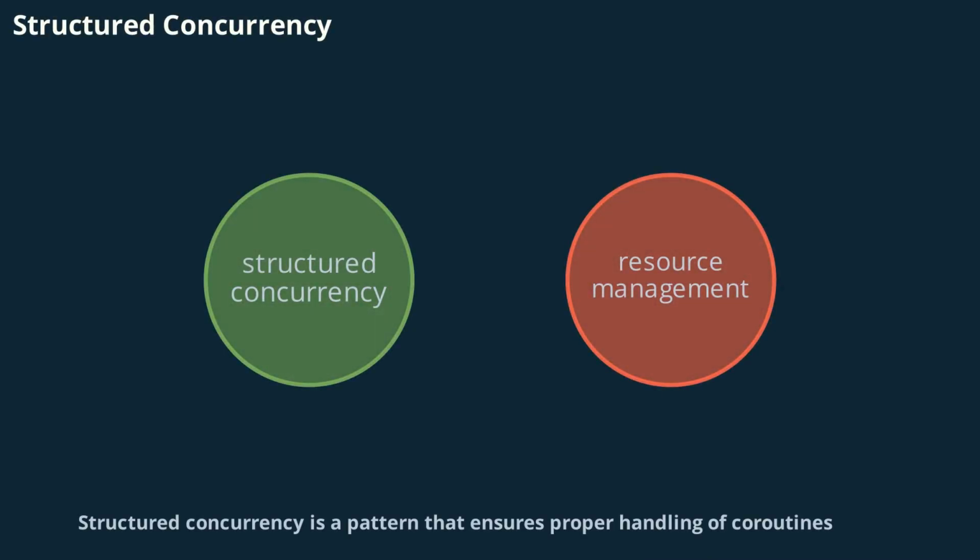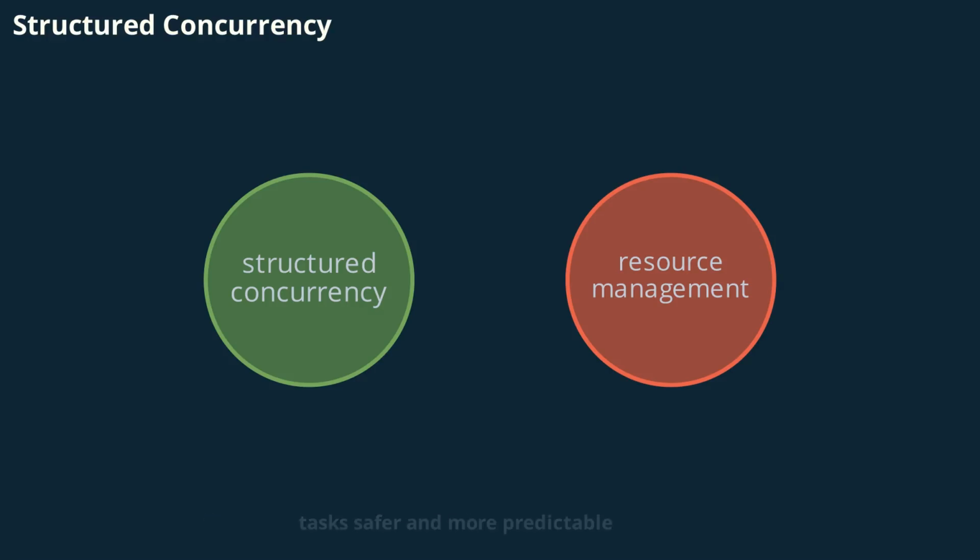Structured concurrency is a pattern that ensures proper handling of coroutines by enforcing the cancellation of child coroutines when their parent is canceled. This prevents resource leaks and guarantees that all coroutines within a scope complete successfully or are canceled together. Structured concurrency makes managing concurrent tasks safer and more predictable.